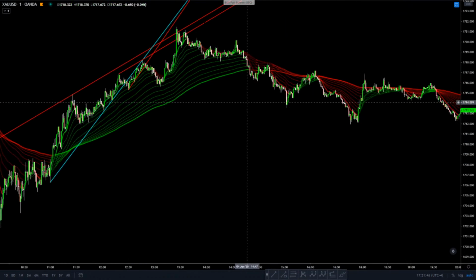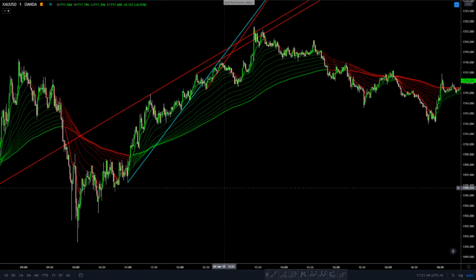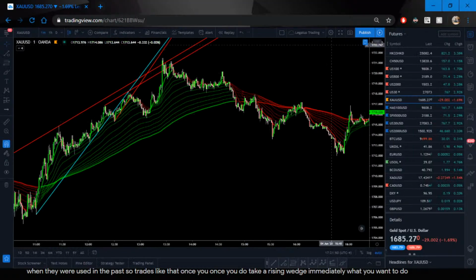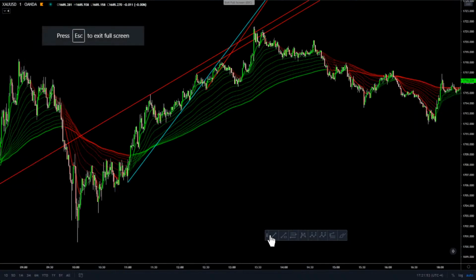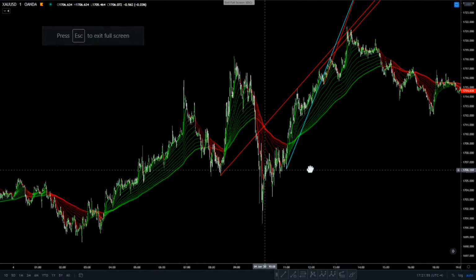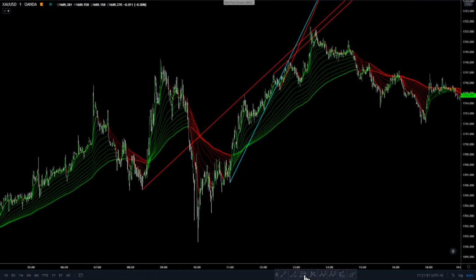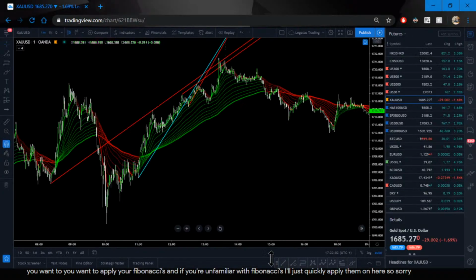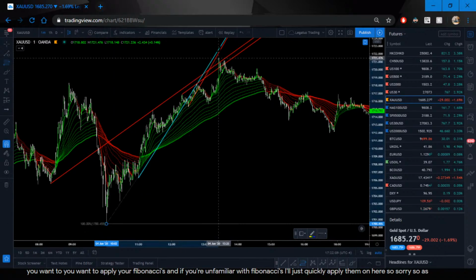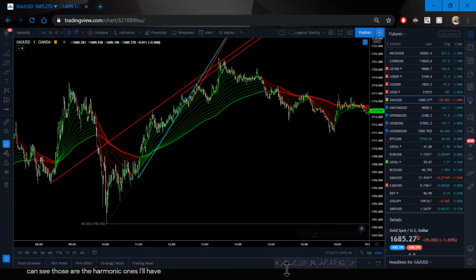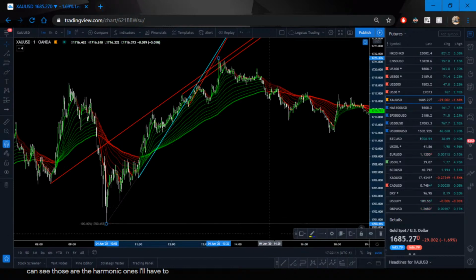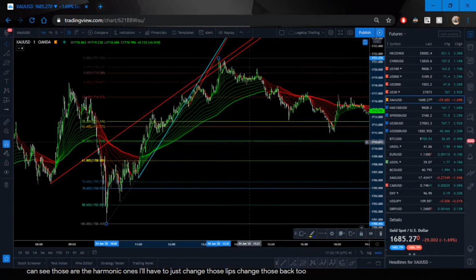So trades like that, once you do take a rising wedge, immediately what you want to do is apply your Fibonacci's. And if you're unfamiliar with Fibonacci's, I'll just quickly apply them on here. So, sorry. So as we can see, those are the harmonic ones. I'll have to just change those back to my other fibs.